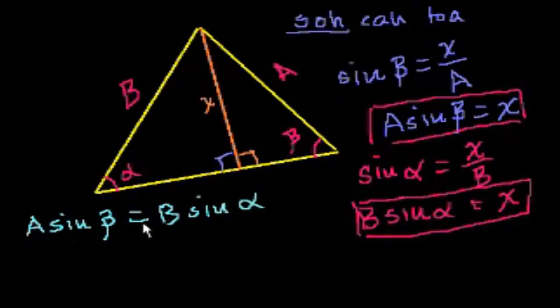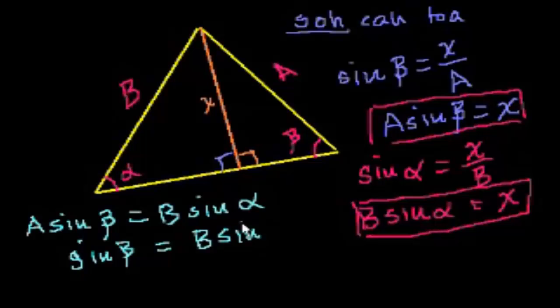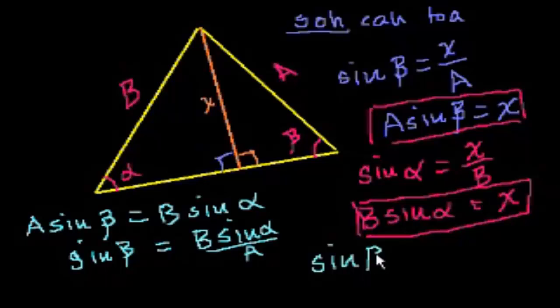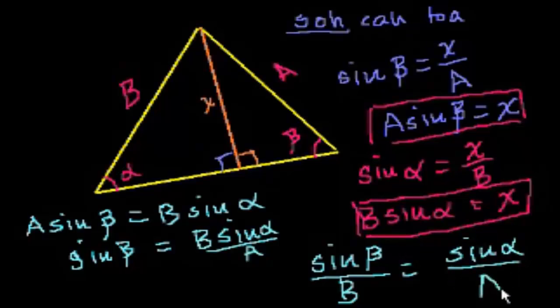If we divide both sides of this equation by a, what do we get? We get sine of beta, because the a on this side cancels out, is equal to b sine of alpha over a. And if we divide both sides of this equation by b, we get sine of beta over b is equal to sine of alpha over a. So this is the law of sines.